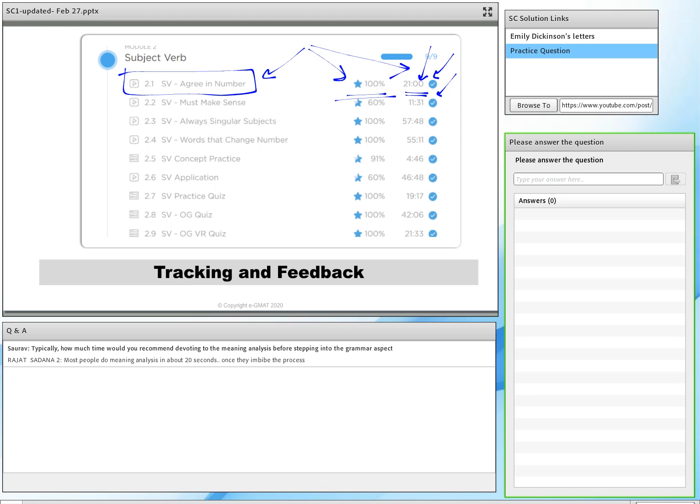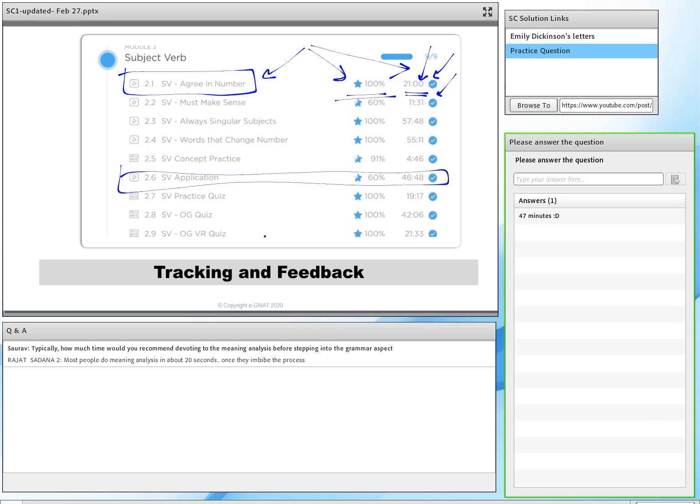It could be 15, it could be 30, depending on whether you revised or whether you went through certain slides. But look at a few things here. So, SV application over here. This guy, even though he scored 60%, he spent a ton of time revising. We can track this. Yes, 47 minutes for this guy, and I think you're talking about subject verb agreement. Yes, you can really see that.